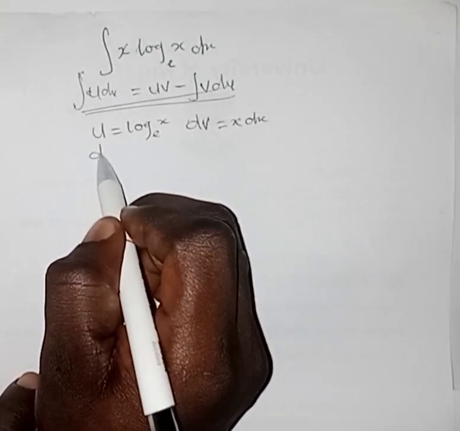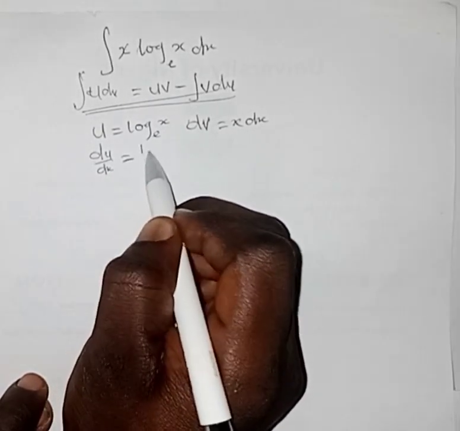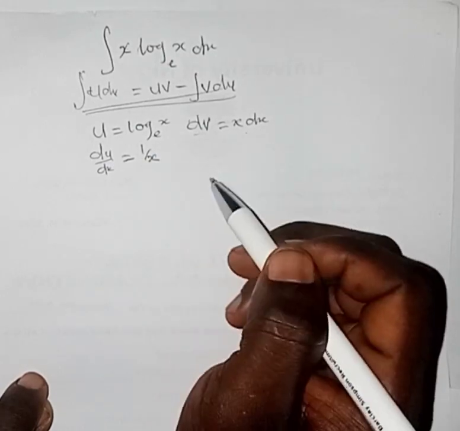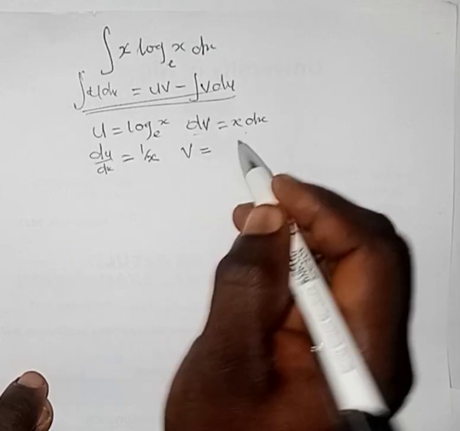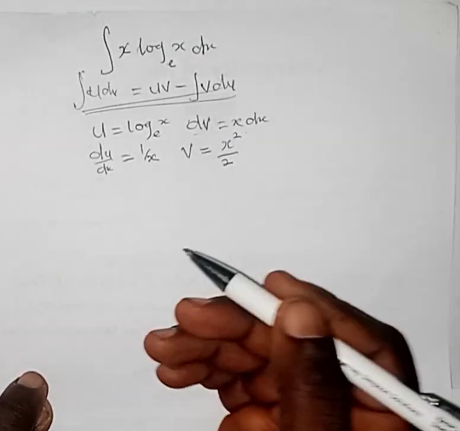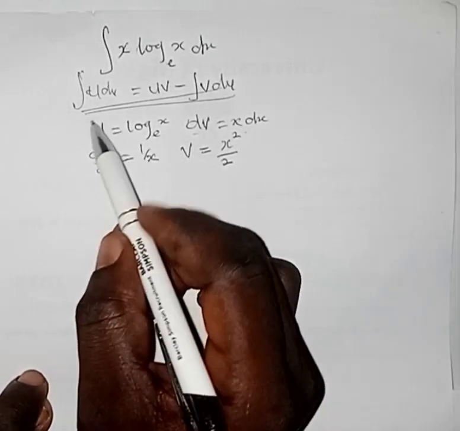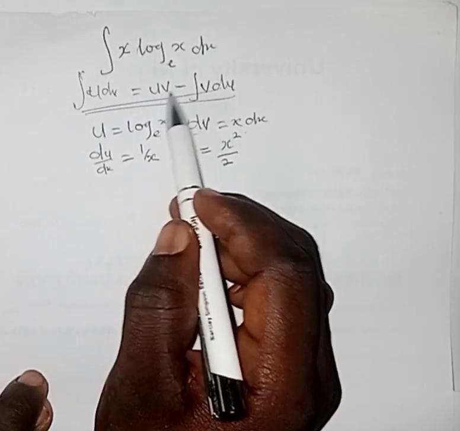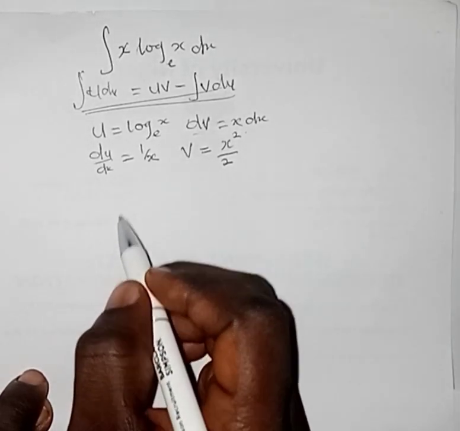So if we differentiate u with respect to x, what we are going to be having is 1 over x. And of course, if we integrate dv to also get our v, we see that our v will be equal to x raised to power 2 divided by 2. So having gotten our v, having gotten our du, we are now going to substitute the values of u, dv and also v, du in this formula so that we begin to evaluate the integral.